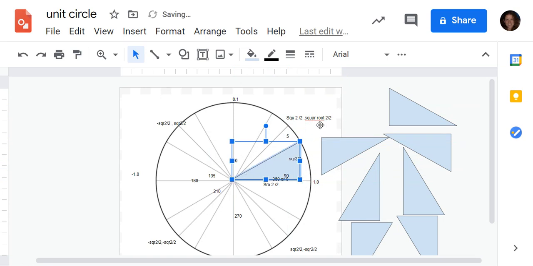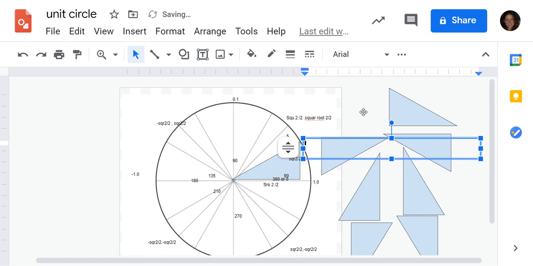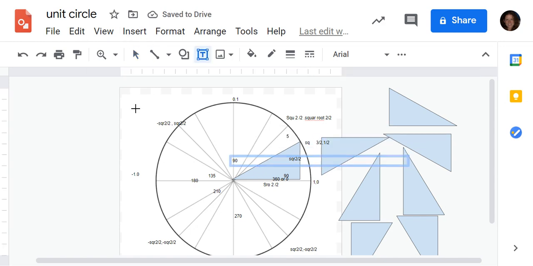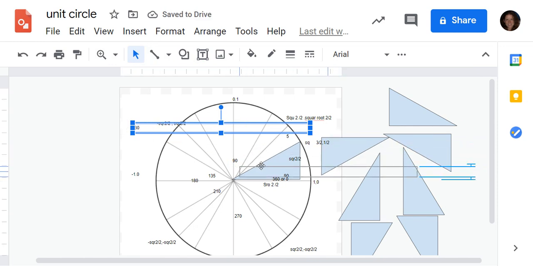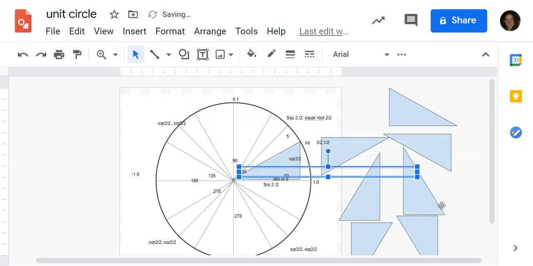And when it's 30, 60, 90, we've talked about this before. This bigger side right here is going to be square root 3 over 2. And this smaller side is 1/2. So we can put right here square root 3 over 2, comma, 1/2. Okay, and this is when it is 30 degrees.